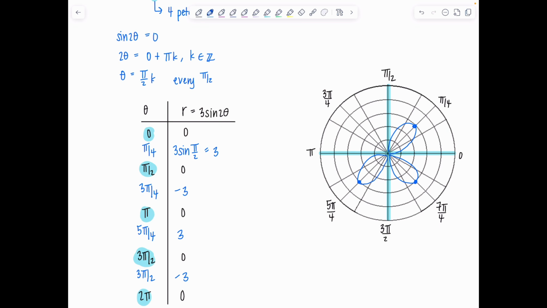And then at 3 pi over 2, that's not right. That should be 7 pi over 4. My apologies. Were you screaming at your screen? Lost my mind. Okay. 7 pi over 4, negative 3. 1, 2, 3.